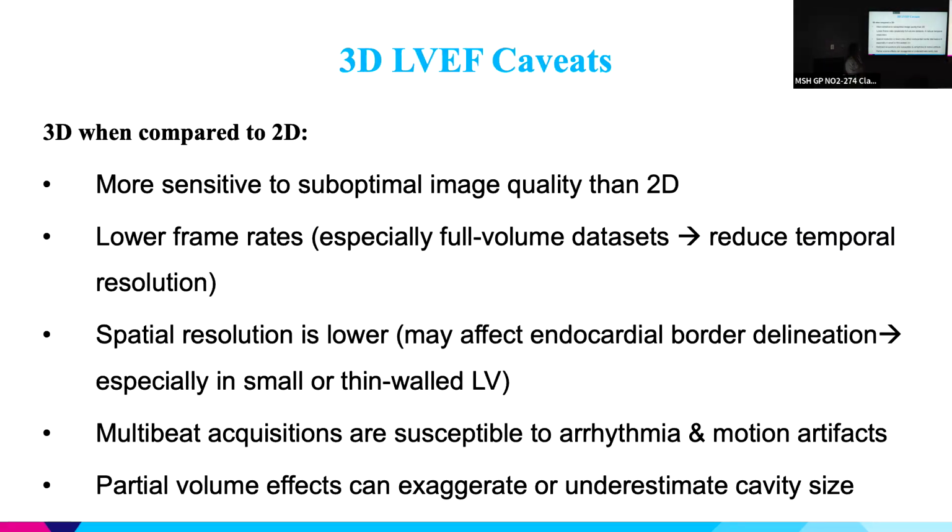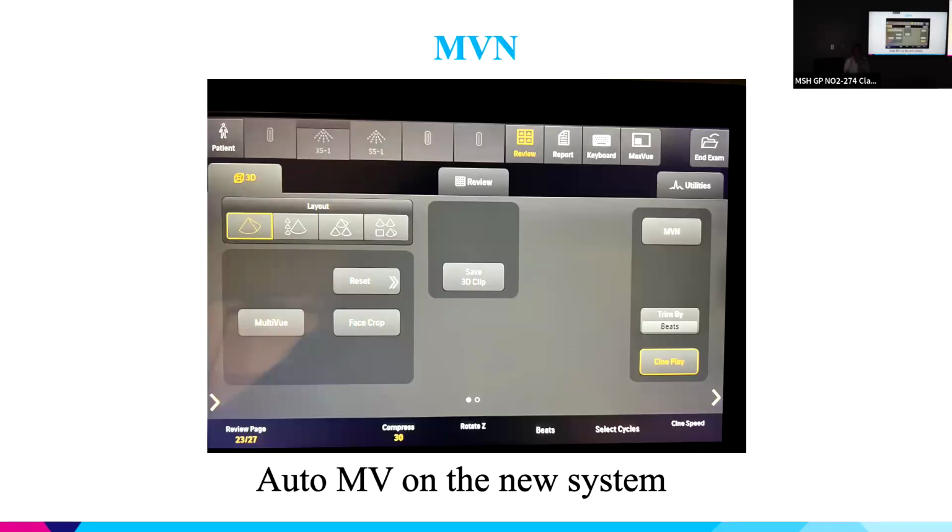So some caveats, you really do need a good picture for 3D EF, and if they have a scarred ventricle or thin walls, usually that can cause some problems. So make sure that you can get the best acquisition possible. So use your multi-beats. This is when you would use multi-beats, I think, for the 3D EF.